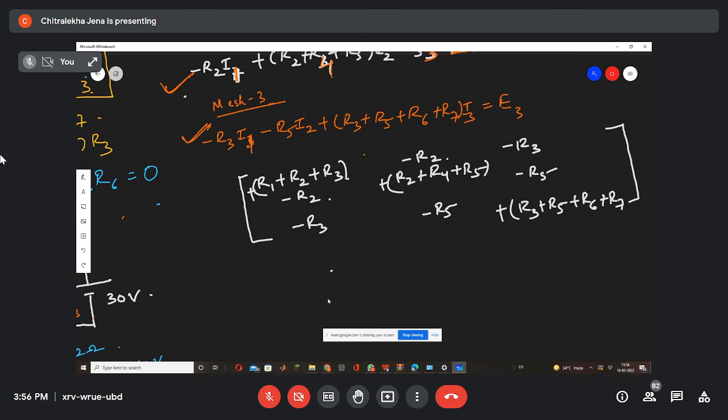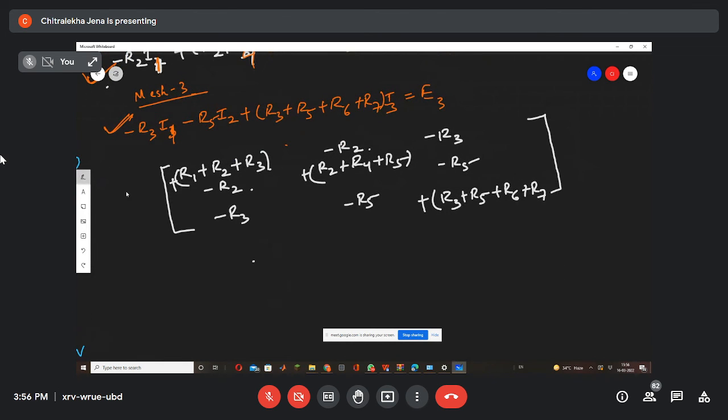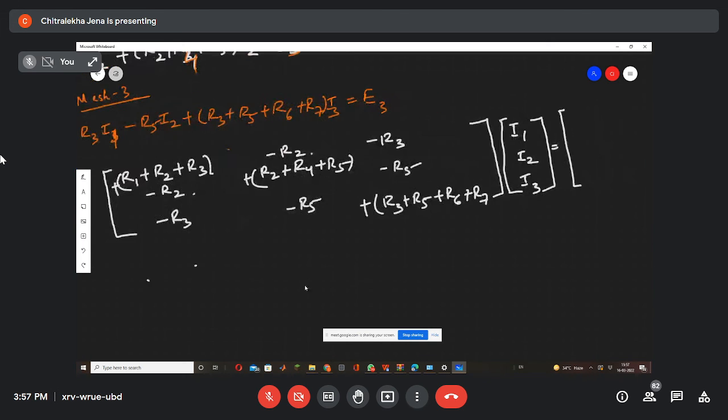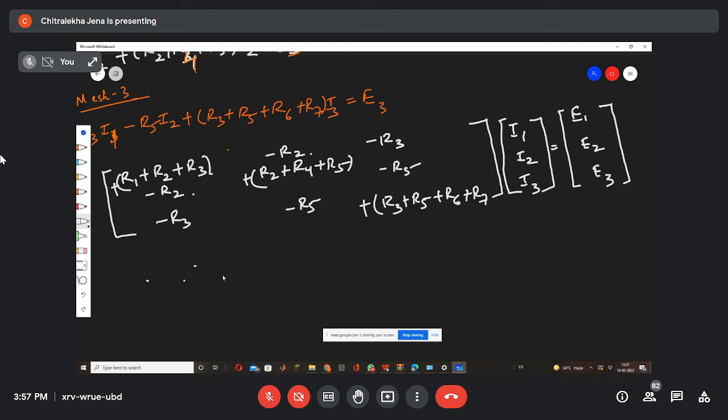Then it is multiplied with what? What are the variables? I1, I2, I3, and it is equal to how much? E1, E2, E3. Resistance into current is voltage, E1, E2, E3. This I have written in matrix form. Got it, all of you? I have rearranged the three mesh equations. I have found the coefficient of I1, the coefficient of I2, the coefficient of I3, and I have put it in the matrix form.